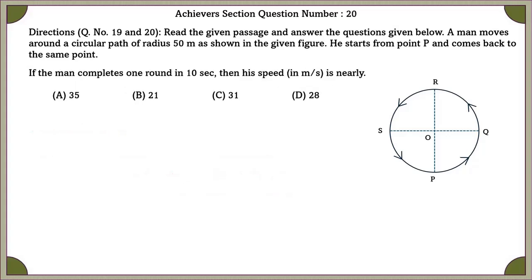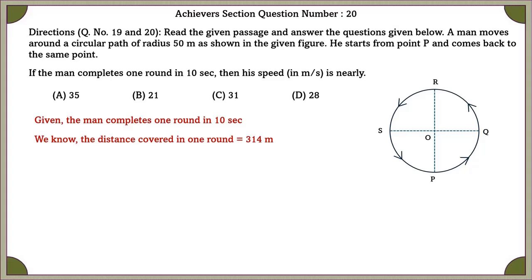If the man completes one round in 10 seconds, then his speed in meters per second is nearly? Given the man completes one round in 10 seconds. We know that the distance covered in one round is 314 meters. Speed is equal to distance by time. So using this, we will get that he travels at a speed of 31 meters per second.